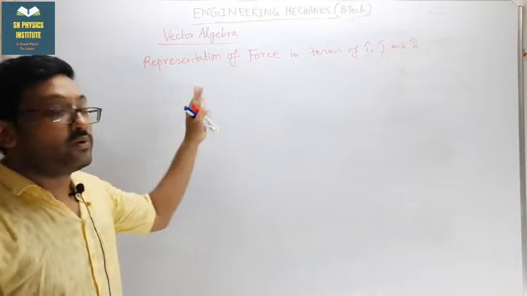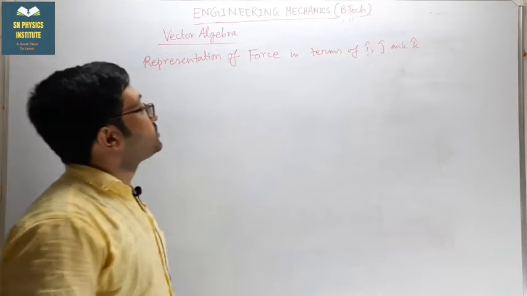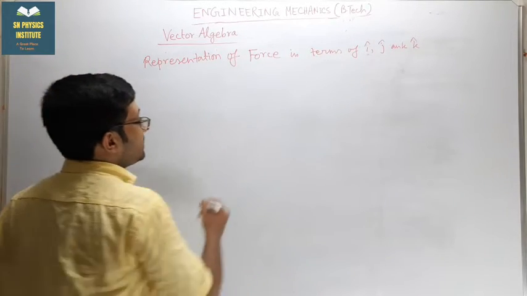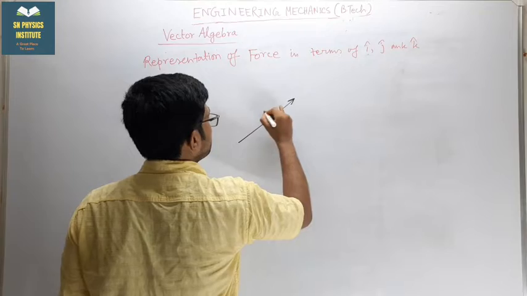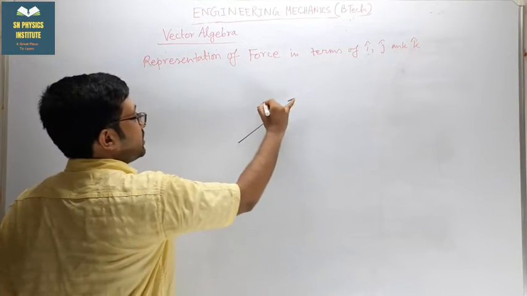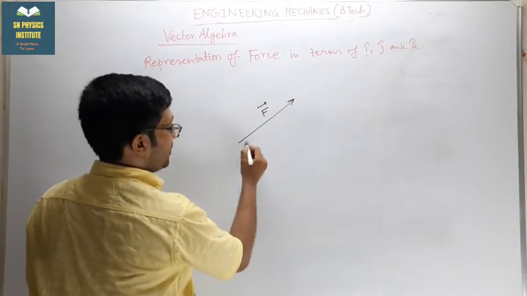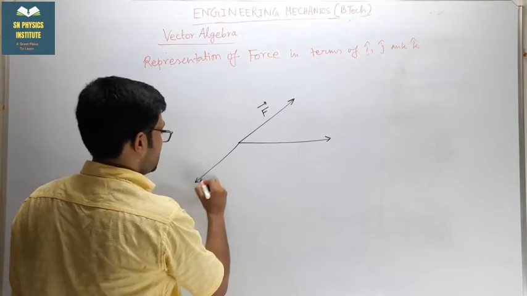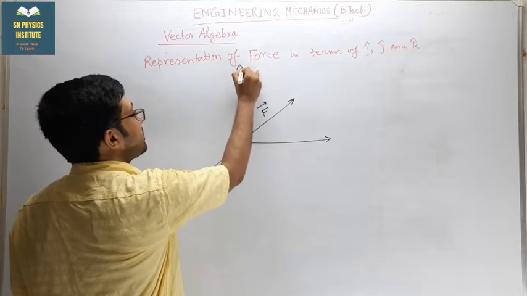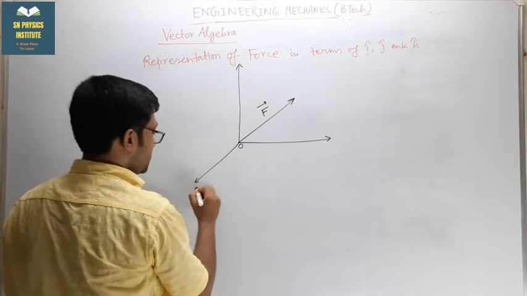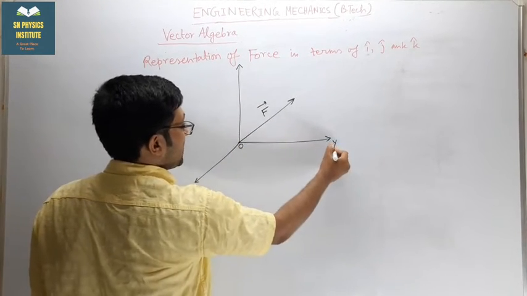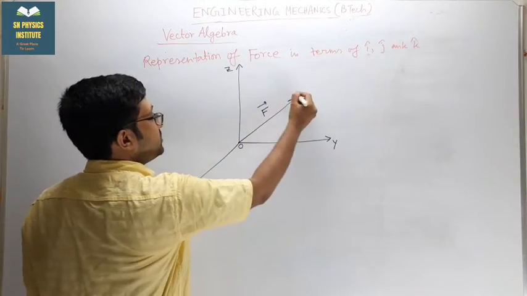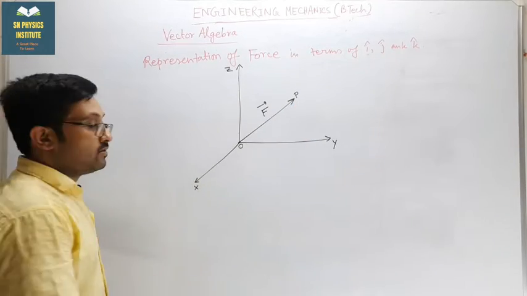So now we are discussing representation of force in terms of I, J and K cap. So if this is the force, it can be represented in a three-dimensional coordinate system. This is the three-dimensional Cartesian coordinate system. This is the origin, this is the x-axis, this is the y-axis, and this is the z-axis. And this force OP is the force vector.